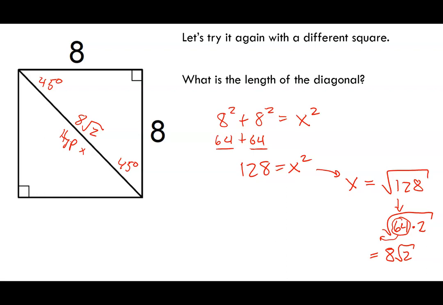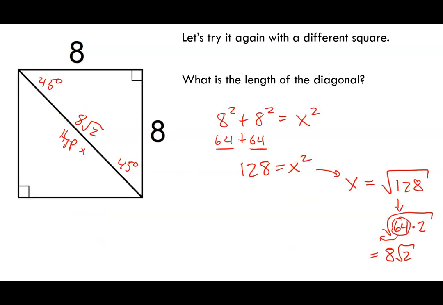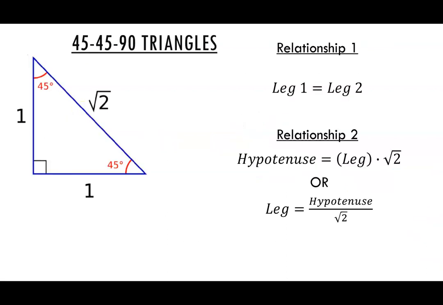We actually saw this exact same thing happen with the 5s. When the length of the leg was 5, the length of the hypotenuse was 5 root 2. When the length of the leg was 8, the length of the diagonal was also 8 with a square root of 2 attached to it. So what that means is that every 45-45-90 triangle has the same relationship. Not only are the legs of the 45-45-90 triangle congruent, but the hypotenuse is just square root of 2 times whatever the leg is.